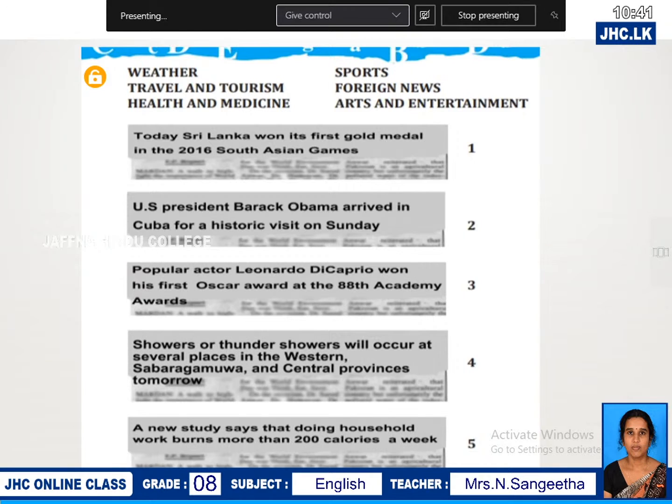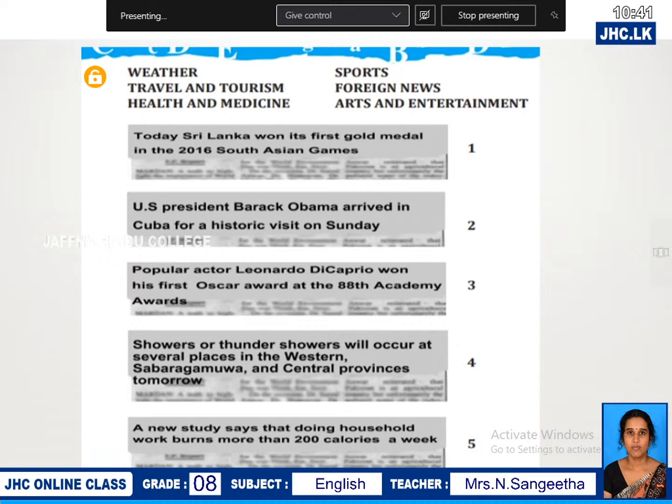What is the first one? Today, Sri Lanka won its first gold medal in the 2016 South Asian Games. And the second one, US President Barack Obama arrived in Cuba for a historic visit on Sunday. It is the past news, not the present one. Right. Third one, popular actor Leonardo DiCaprio won his first Oscar award at the 88th Academy Awards.